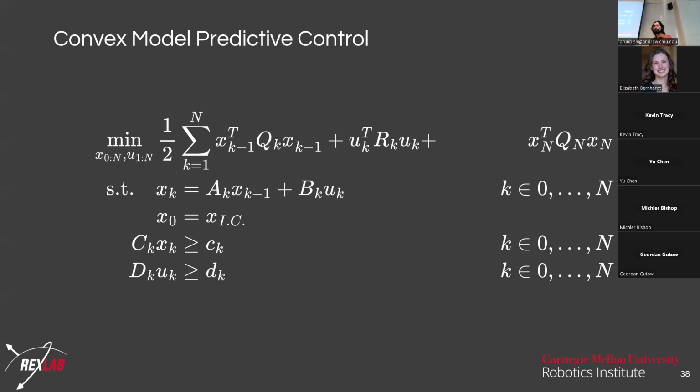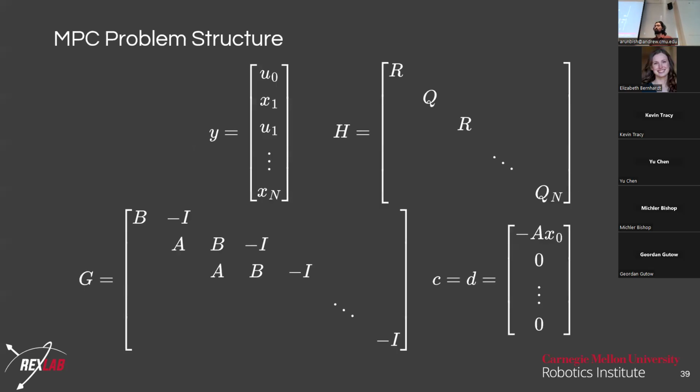And it turns out you can directly transcribe this into the problem that we saw earlier by stacking up all the states and controls into one big vector y. And then you have this very sparse Hessian that looks like this with the block diagonal cost terms on it. And then you also have the constraint matrix. I'm just showing it for the dynamics here, which has this Markovian temporal structure that links the states together.